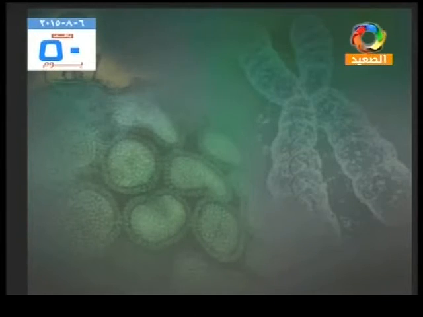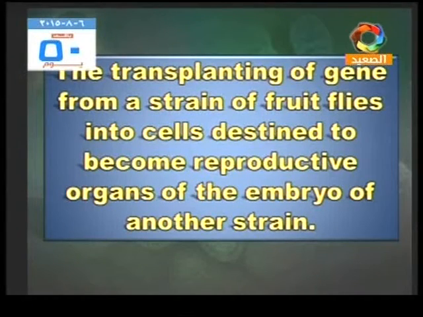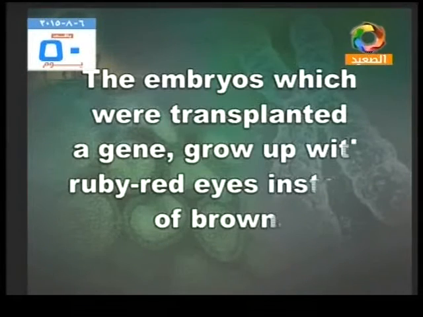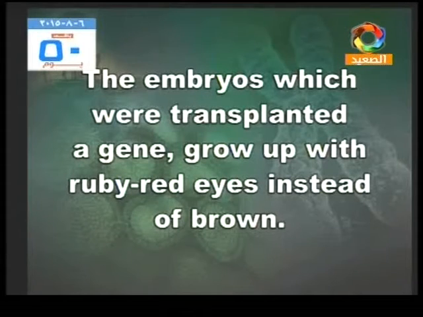It will be changed. Number 4, the transplanting of a gene from one strain of fruit flies into cells destined to become reproductive organs of the embryo of another strain. The embryos which received the transplanted gene grow up with ruby red eyes instead of brown.